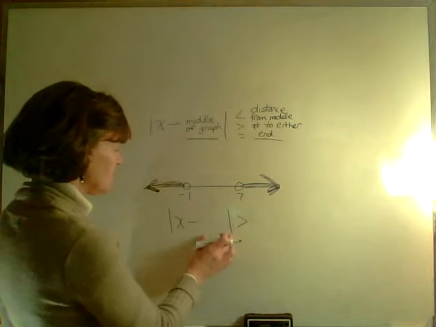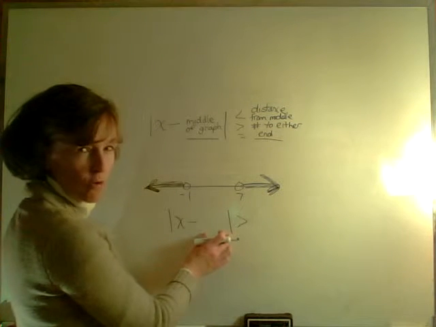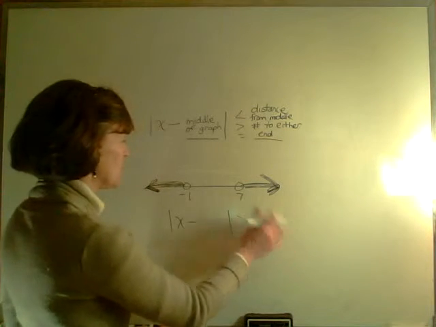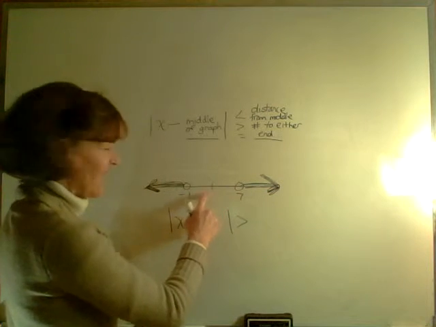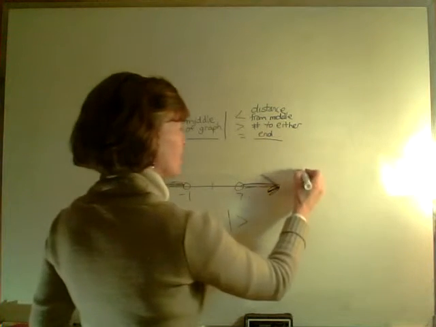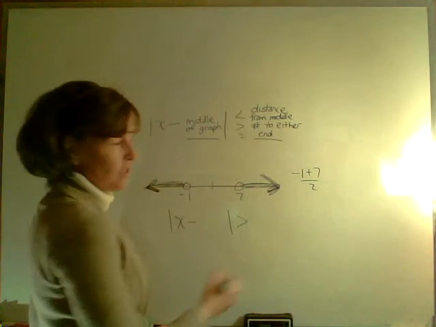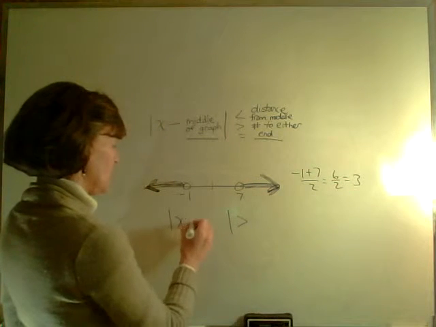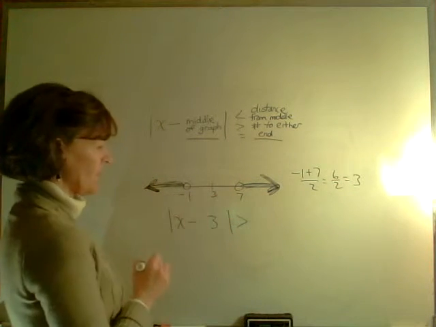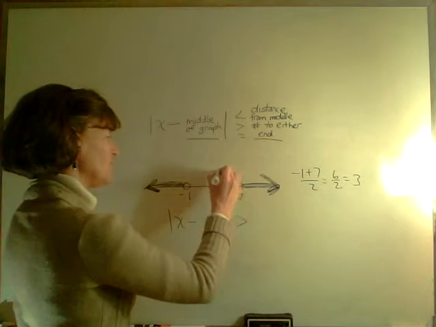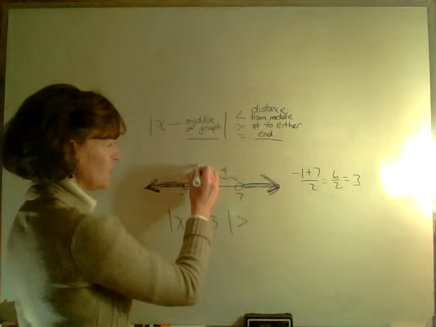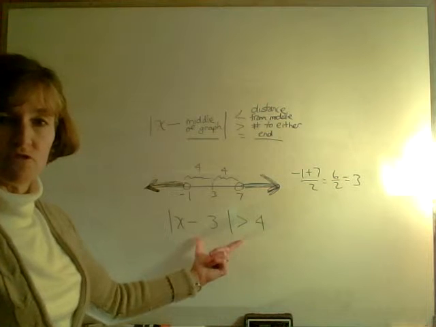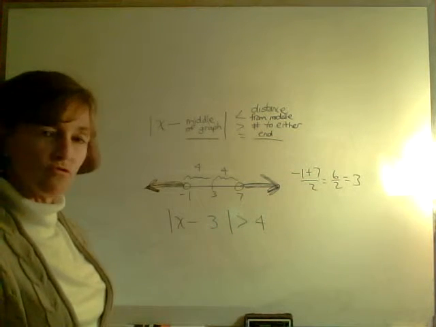So all I need to do now is figure out what's the middle of my graph. That's where the middle number goes. And then how far away is each end from that middle number? So the middle number of my graph is the average of 7 and negative 1. So negative 1 plus 7 over 2. Well, that's 6 over 2, which is 3. That's the middle of my graph. So x minus 3. And then the distance from 3 to 7 is 4, just like the distance from negative 1 to 3 is 4. So that's the number that goes here. So the absolute value expression for this graph is the absolute value of x minus 3 is greater than 4.